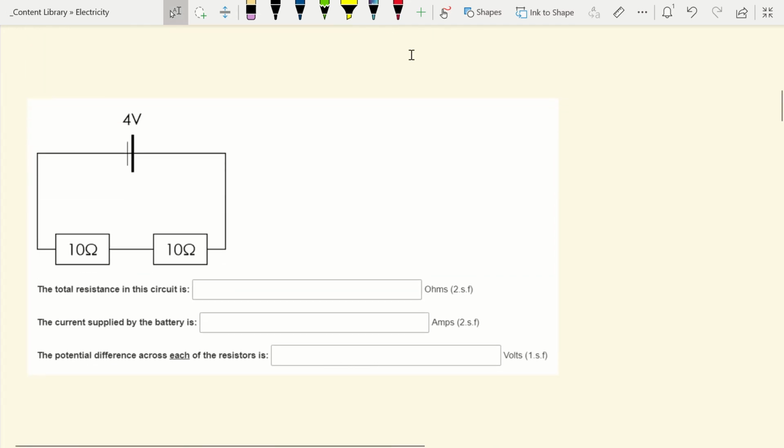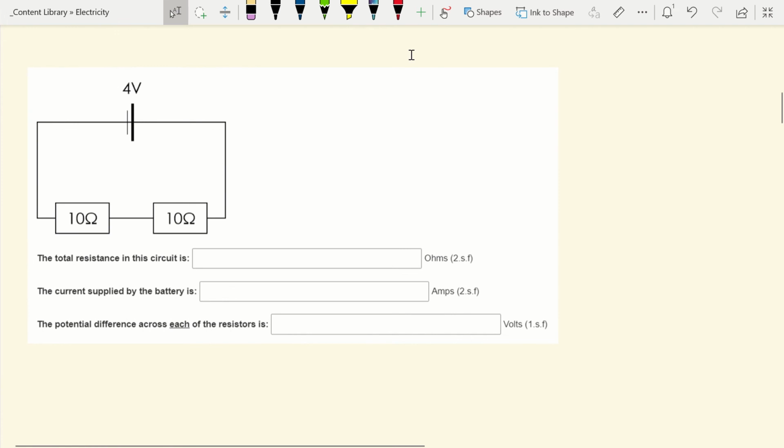Okay, so let's move on and build up the complexity in the circuit. Not too much more complicated. The first thing, we want the total resistance. With series, we just need to add together the resistances, so it's nice and easy. We should be giving that as 20 ohms, and this zero follows a non-zero number, so this is significant.